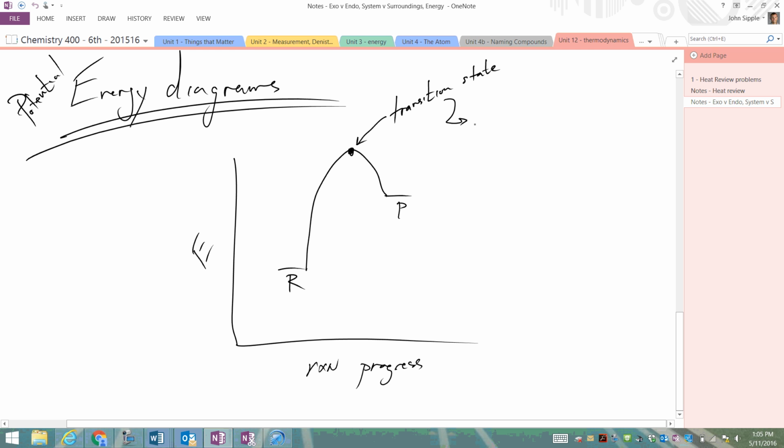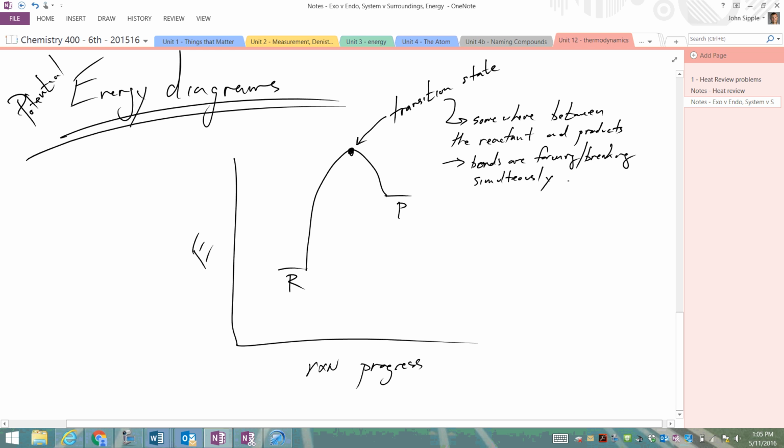So the transition state is just somewhere between the reactants and the products. All right, so bonds are forming and breaking simultaneously.